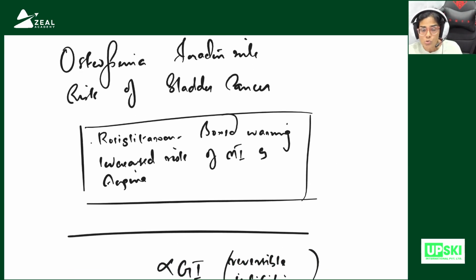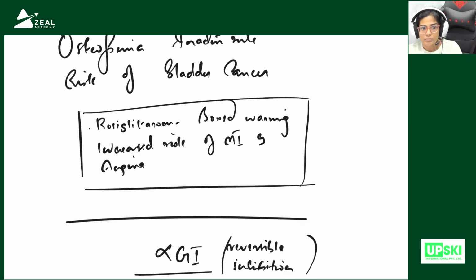And rosiglitazone has a boxed warning. This is a boxed warning: increased risk of myocardial infarction and angina.